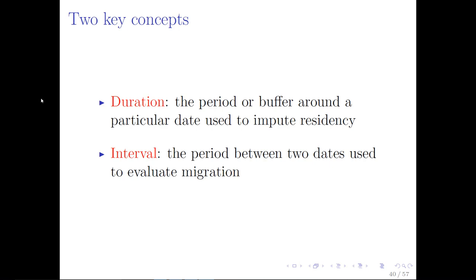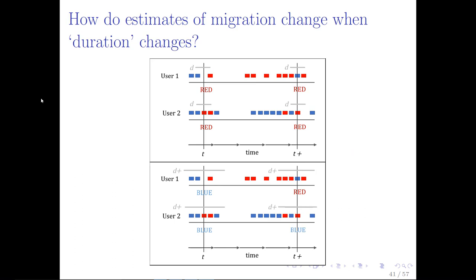Just to clarify that, this is an illustrative example of data for two users. The two panels have the same type of data, user 1 and user 2. User 1 and user 2 tweet from location blue and location red. We want to know the residence of user 1 at time t. In this case, we have a short duration, a short buffer around time t, and we pick the modal location from where user 1 tweets as the residence. So for the top panel, with short duration, we would say red and red, whereas for the lower panel, if we increase the duration, then we would pick blue and blue.